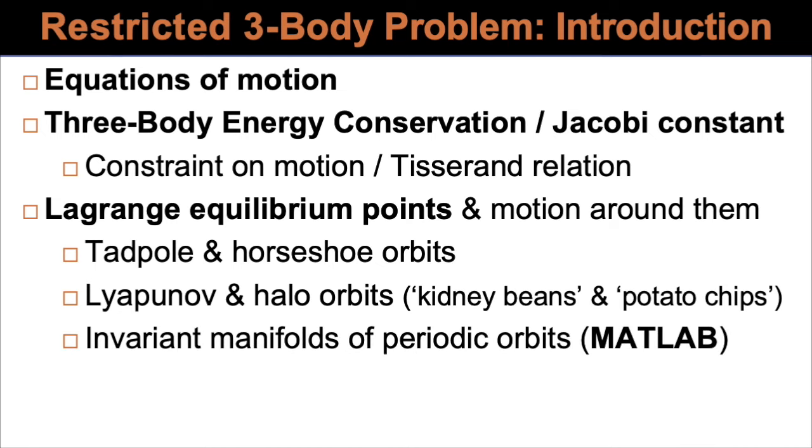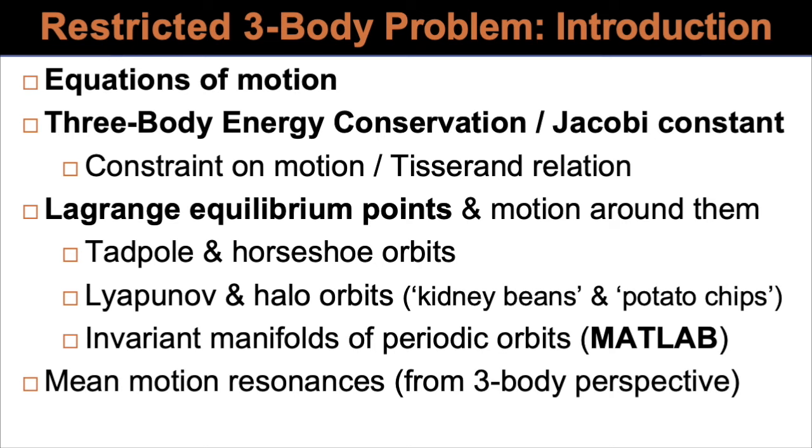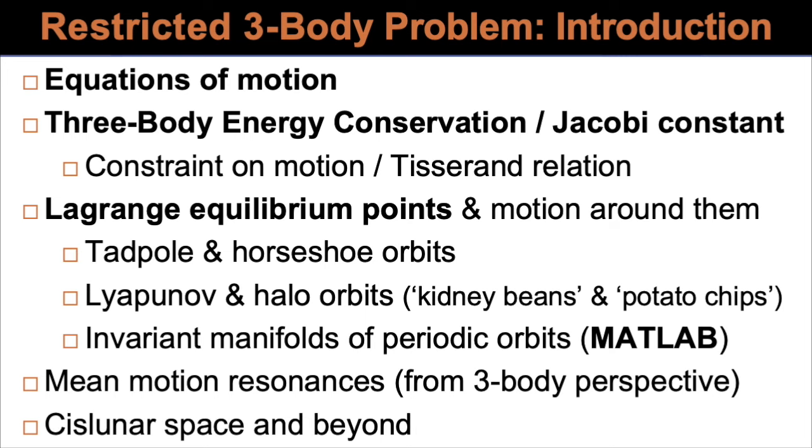Let's talk about food. I'll do a little MATLAB demo about finding, in the idealized model, an initial condition that's on a halo orbit and all the tools that we use for that. And then a little bit about mean motion resonances and just sort of ending, maybe talking about cislunar space and beyond, how it's connected to trajectories in the Sun-Earth-Moon system.